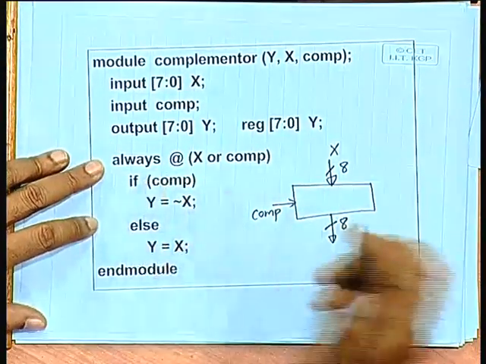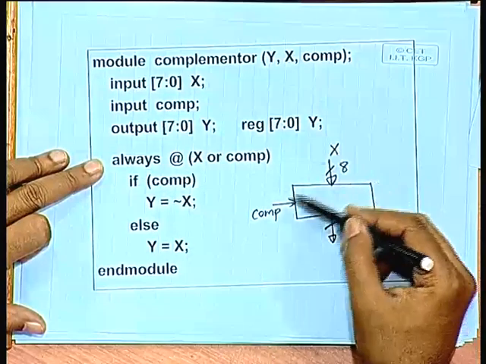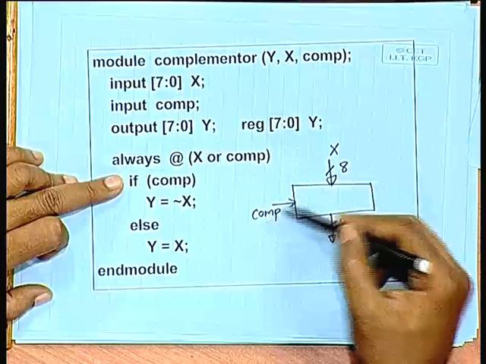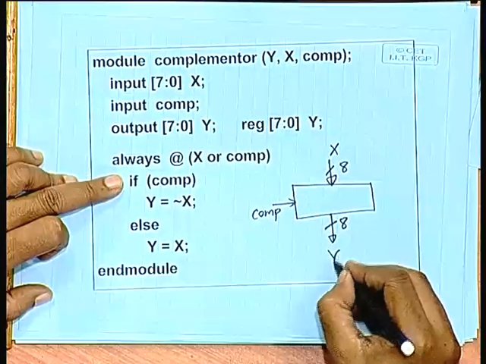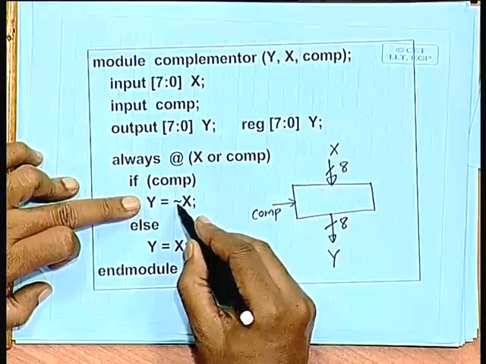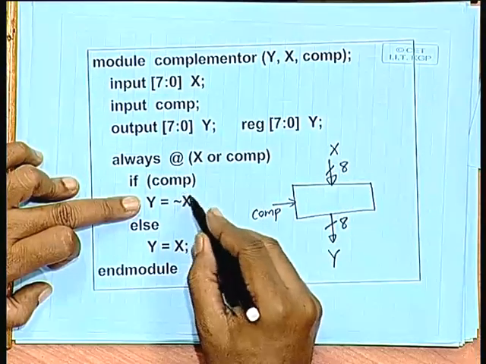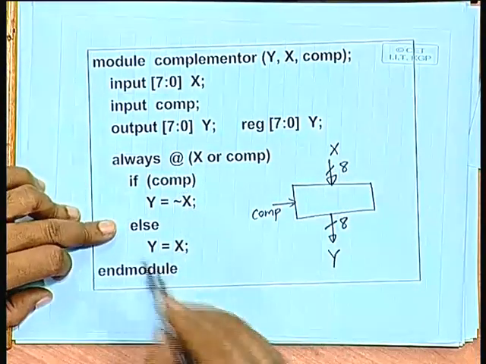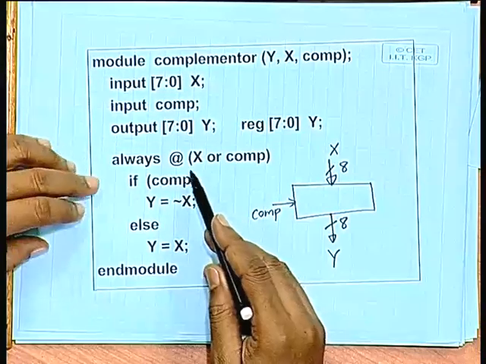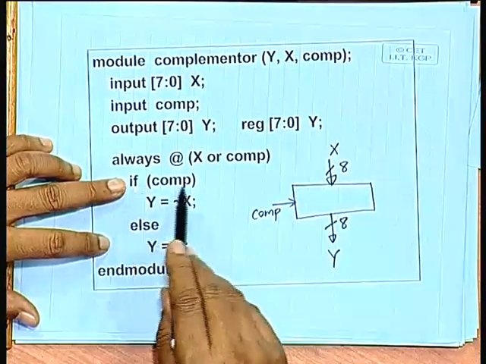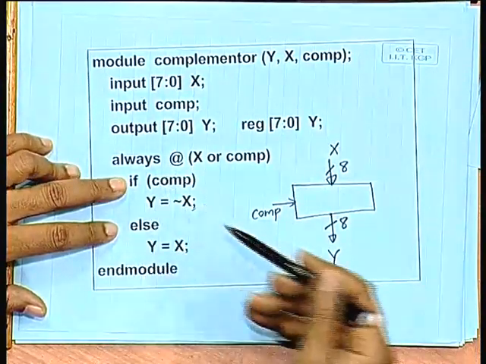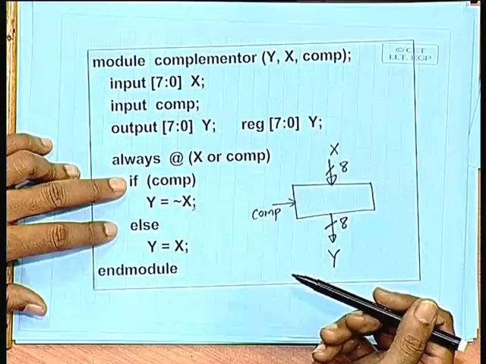Here we are giving an always block that whenever x changes or the control signal changes, if the control signal is 1, then you complement: the output y is equal to not of x. Not means bit by bit inversion, this x is a vector, else y equals x. So, this is a condition where you are specifying all possible values of the comp, meaning what to assign. So, this will be synthesized as a combinational logic.